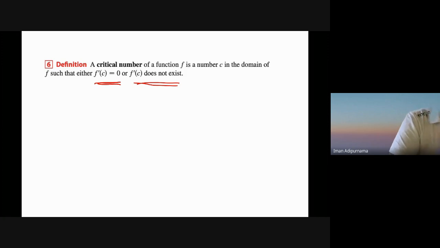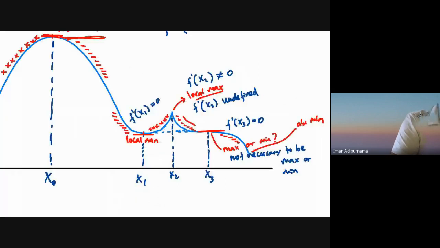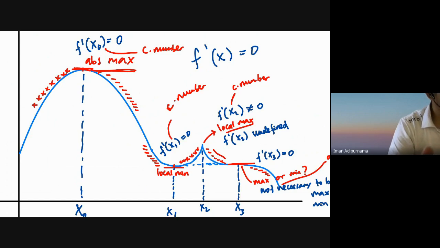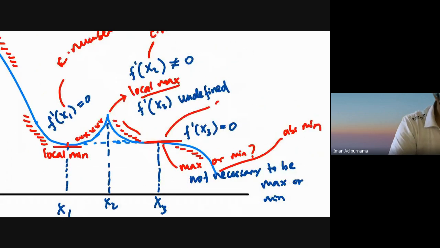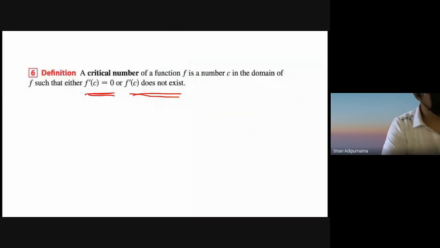So from what we have, let me go back first to see what it means. This is a critical number. This is also a critical number, right? And this is also a critical number here. Something that is undefined is also a critical number, so here is also a critical number. So a critical number is not necessarily a maximum or minimum. So that is the definition: a critical number of a function is a number c in the domain of the function such that either f prime is 0 or f prime does not exist.